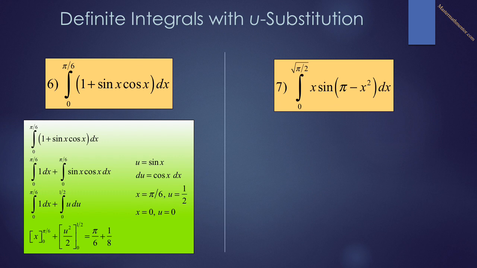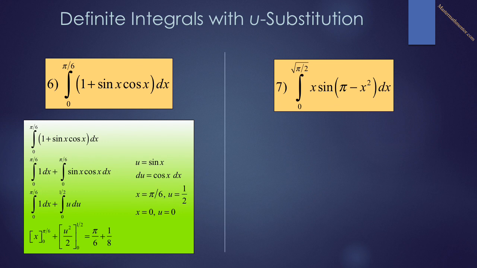The first part of the problem is fine. There's no need to do any changing of limits. But the second one, we need to use u-substitution. So our first integral is from 0 to pi over 6 of 1 dx. But for the second integral, u is sine x, du is cosine x dx. And we change the limits. When x is equal to 0, u equals 0. When x equals pi over 6, u is equal to 1/2. So the second integral becomes the integral from 0 to 1/2 of u du.